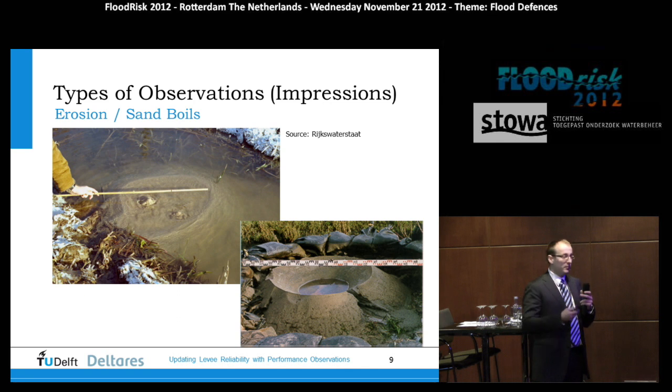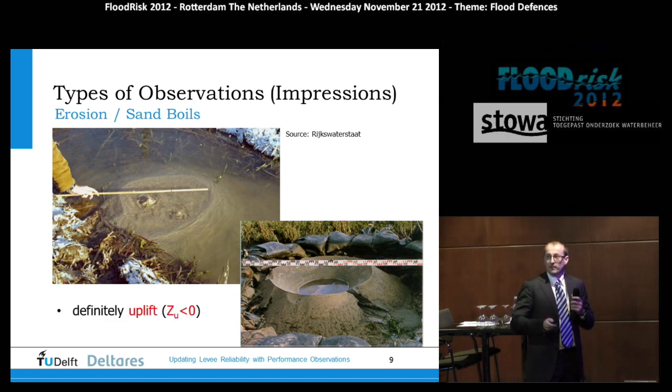Let's go one step further. If you see heavy seepage and erosion, in terms of our limit states, and when you detect those sand boils here after the event, you can say that in that event definitely the uplift limit state has been exceeded and the heave limit state too, because that tells us something about the start of erosion.